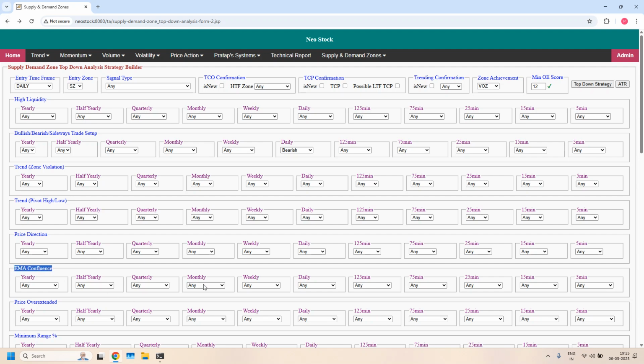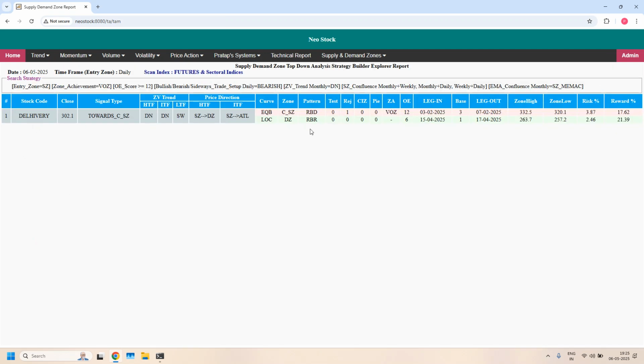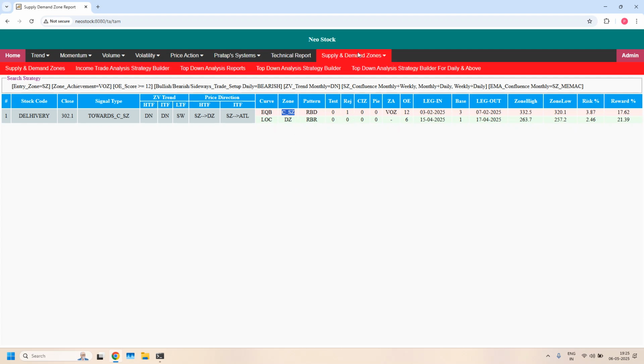So for EMA confluence at monthly, I am checking whether the monthly supply zone has monthly EMA confluence or not. At the same time, the trend on the monthly should not be sideways, it should be a downtrend. It is a bearish trade setup. So that 1 stock is filtered. That way this daily supply zone has a higher probability of success. That is the reason why maybe this zone is already tested once.